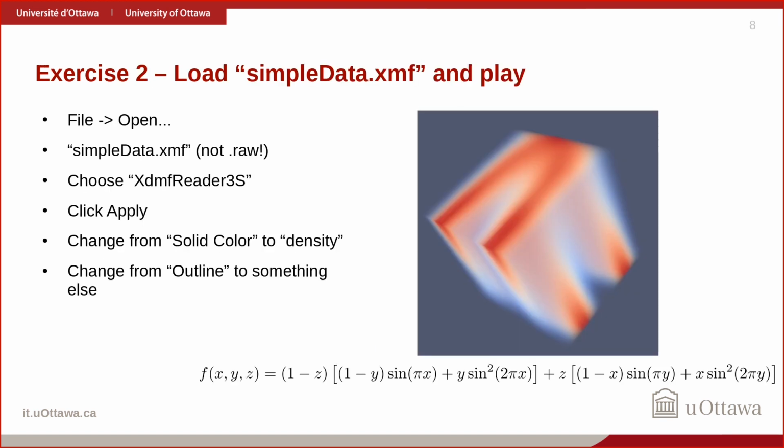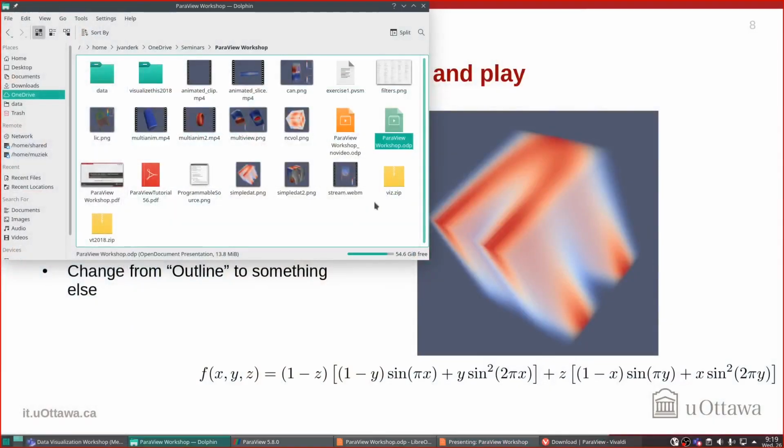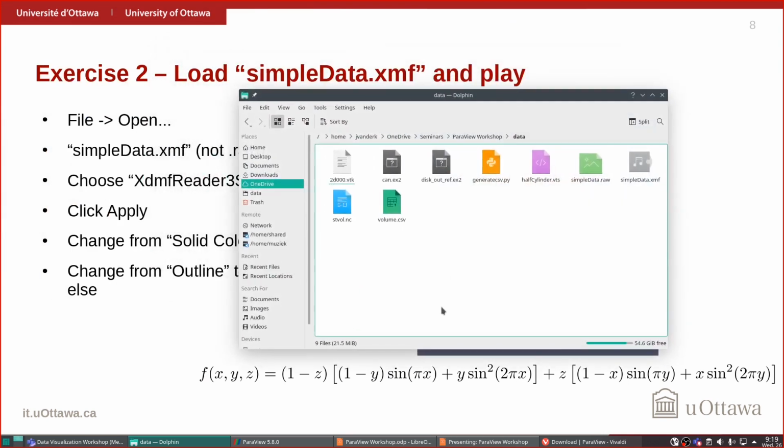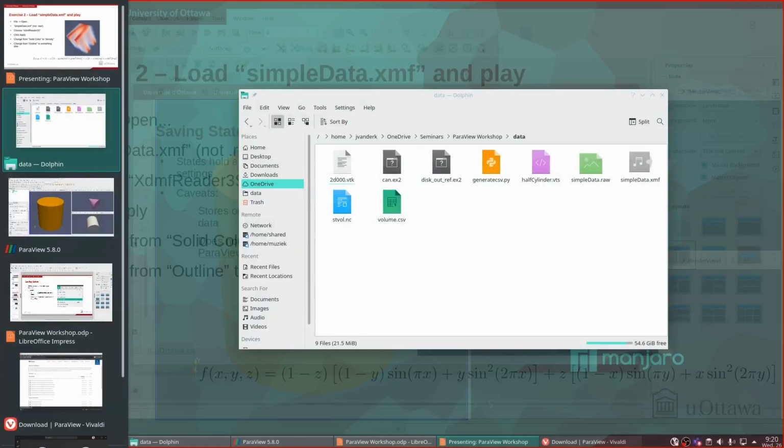As a simple exercise, I ask you to download vis.zip, and it has a subdirectory called data, and there's a bunch of data files in there. Let me just open the workshop. It should look like this. Then we have simple data raw and simple data XMF, and we're going to try to load simple data.xmf. So we go back to Paraview.